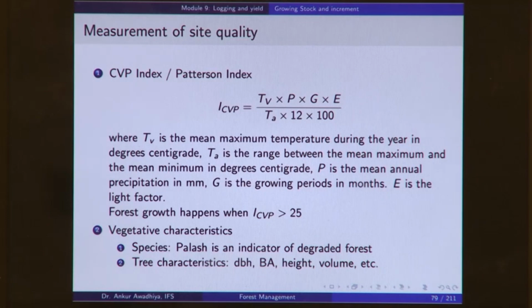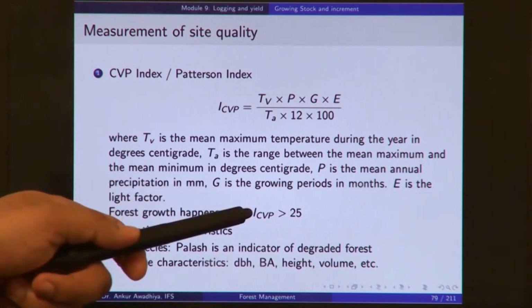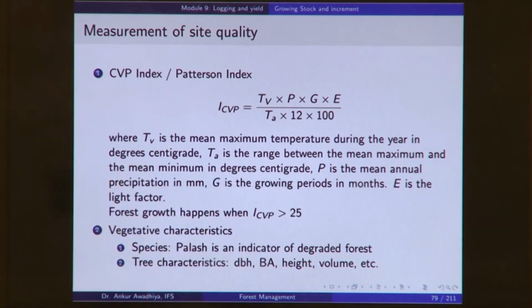So, essentially if a site is having temperature such that in every month you are having roughly the same temperature, then the CVP index will be high, as against a site that is showing a very great amount of variation. Now, forest growth is possible only when the CVP index is greater than 25.